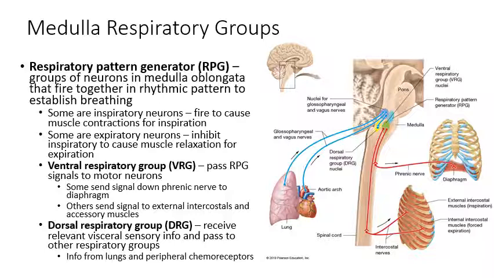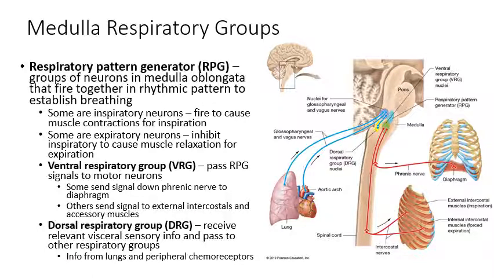Actually, the circuitry that controls ventilation is very complicated, you guys. So the textbook presents it like you have the respiratory pattern generator, and then separate from that you have these two other groups, the ventral respiratory group and the dorsal respiratory group. The ventral respiratory group would be here-ish, and the dorsal respiratory group is further back from it. Dorsal means back, ventral means belly. So the ventral group is actually on the anterior side of the brainstem, and the dorsal respiratory group is on the posterior side of the brainstem.